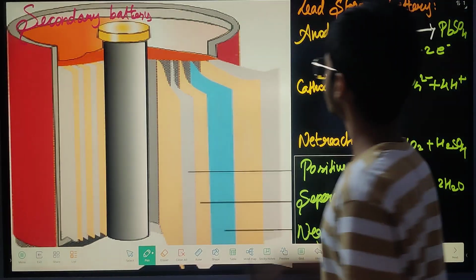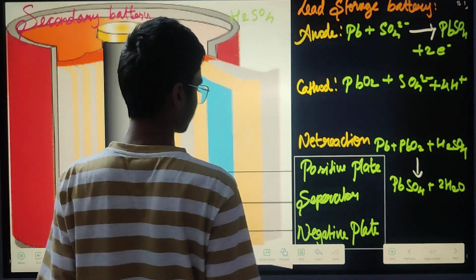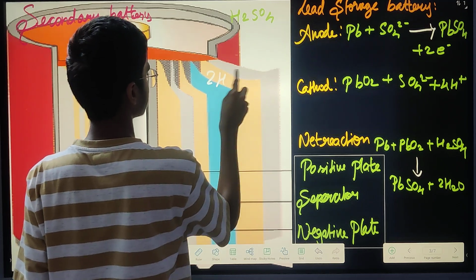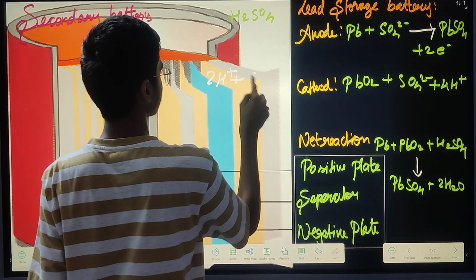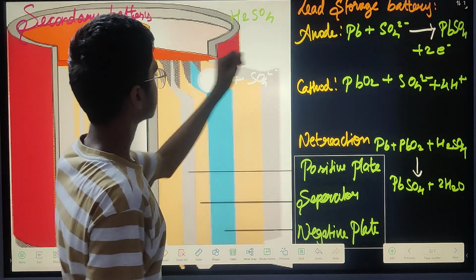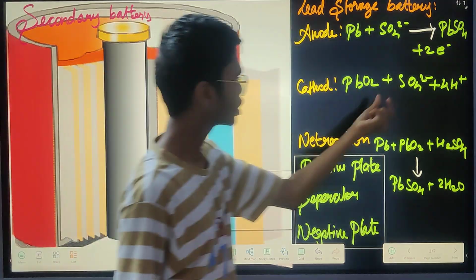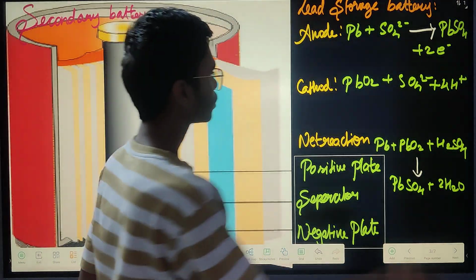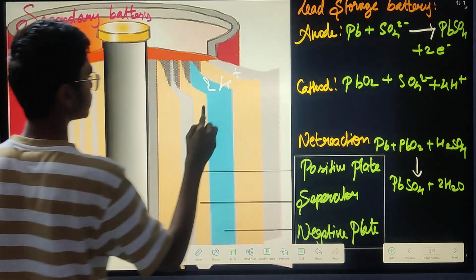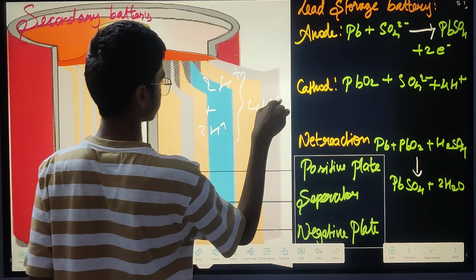See, when H2SO4 is being split, it will be split as 2H plus plus SO4 2 minus. That is the SO4 2 minus you are seeing over here, and the 2H plus comes from the same splitting. When you add another 2H plus, that will give you 4H plus.